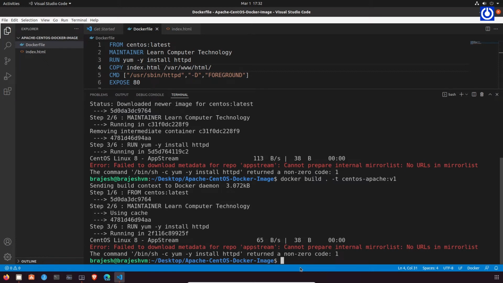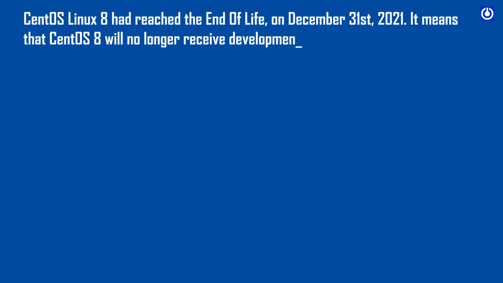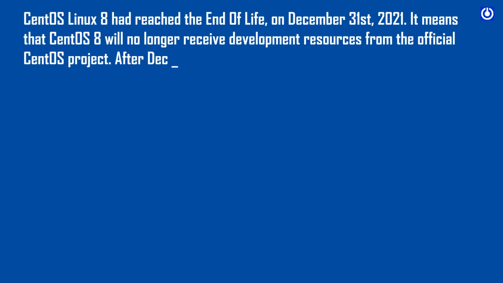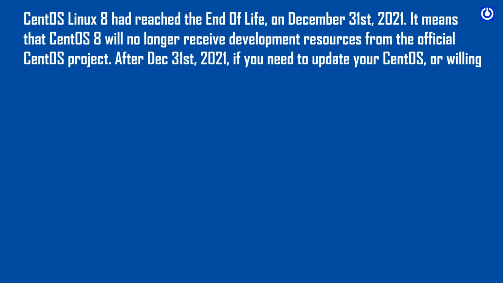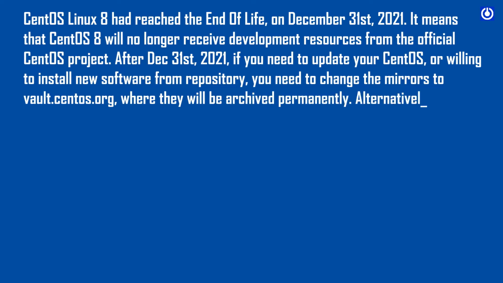After Googling I found the solution: CentOS Linux 8 reached end of life on December 31, 2021. It means that CentOS 8 will no longer receive development resources from the official CentOS project. After December 31, 2021, if you need to update your CentOS, or install new software from the repository, you need to change the mirrors to vault.centos.org, where they will be archived permanently. Alternatively, you may want to upgrade to CentOS Stream.